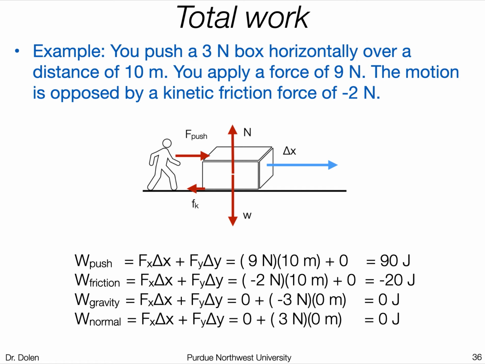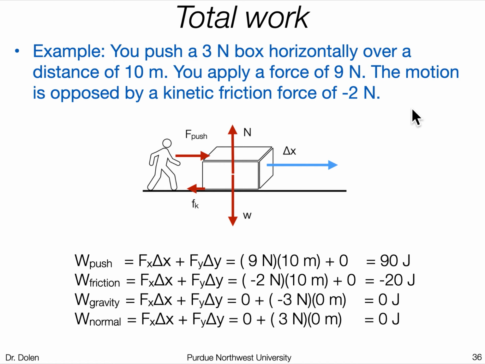Let's say we're pushing a box horizontally, as we were talking about earlier, and let's say we have some displacement in x. We're moving this box 10 meters along the plus x direction. And there's a few forces involved here. We've got the force of a push, which is equal to 9 newtons. We've got the force of friction, which is equal to minus 2 newtons, right, opposing our motion. And then we know there's a force of gravity. We know it's a 3 Newton box. That's the force of gravity acting down. And the normal force, therefore, must be 3 newtons acting up.